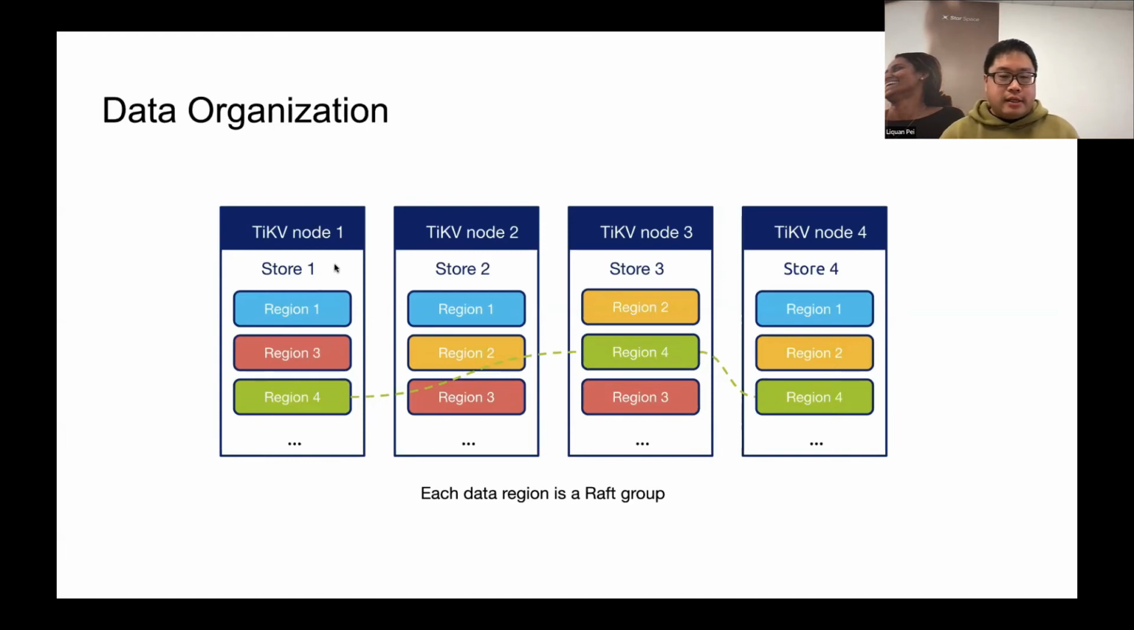In this case, we have regions 1, 2, and 3, each representing a key range in the key value map. And then PD will decide where to put those ranges, or regions, into the storage nodes. And we use a protocol called Raft to ensure different copies of the same region's data are strongly consistent. And Raft is a leader-based consensus algorithm.